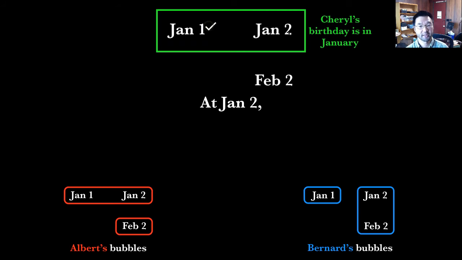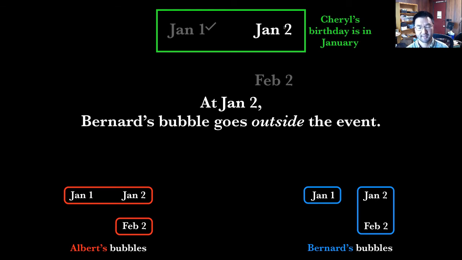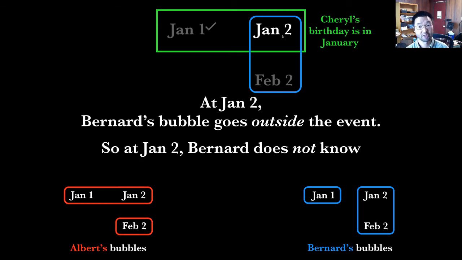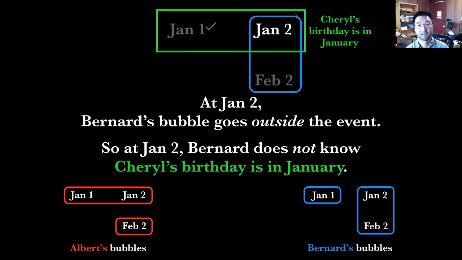Now how about January 2nd? At January 2nd, Bernard's bubble includes this February 2nd thing. It actually goes outside the event, right? At January 2nd, for all Bernard knows, it could be February 2nd, right? Remember, Bernard only knows the day, not the month. So at January 2nd, Bernard does not know that Cheryl's birthday is in January. So I'll put a little X there.